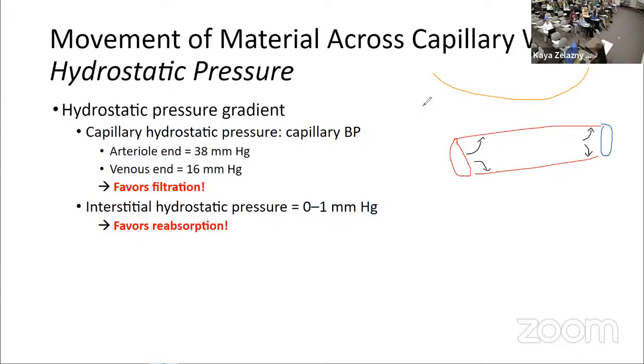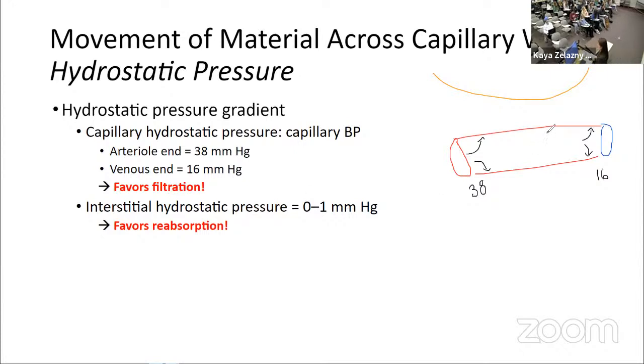So here, they're both favoring filtration, each of them. So 38 on the arterial end, 16 on the venous end, but both of them are going to tend to push fluid towards that interstitial space. That's why we say they favor filtration, because they're pushing us in that filtration direction.